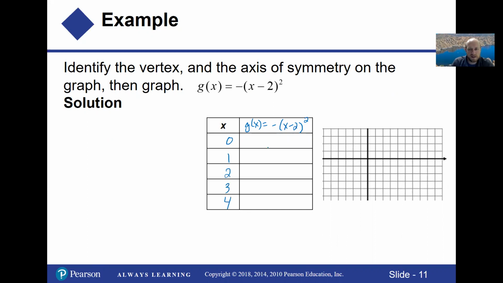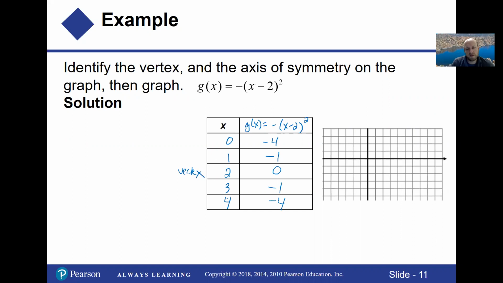When we substitute these in, I plug 0 in for this, and I get 0 minus 2, which is -2. -2 squared is 4, and I have that negative on the outside, so -4. This is going to be -1. This is 0, -1, and -4. So where do you think your vertex is? It's going to be right here.